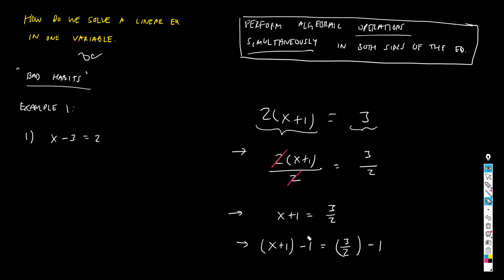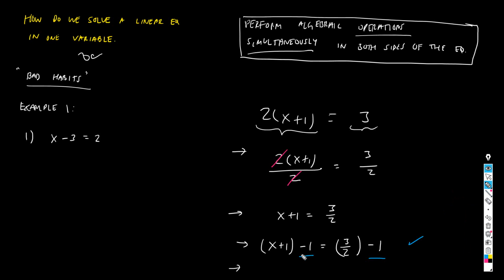I'm subtracting 1. x plus 1, x plus 1. 3 over 2, 3 over 2. And I'm just doing this little thing. This is the new thing that I'm doing. To both sides of the equation, I'm subtracting 1. That is perfectly valid because I'm following this law. I'm performing the same operation in both sides of the equation simultaneously. And when I actually carry out the operation, I'm going to get this.